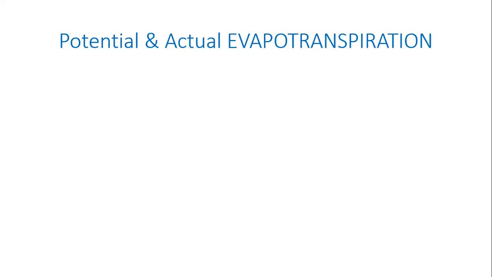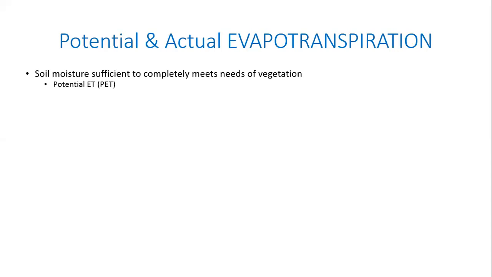Now within evapotranspiration, there are two concepts. One is called potential evapotranspiration, the other is called actual evapotranspiration. If the soil moisture present in the soil is sufficient to completely meet the demands of the vegetation, right? So if I have a plant that requires a certain amount of water, and the soil moisture is sufficient to completely provide that amount of water to the plant, then you have what is called potential evapotranspiration, or PET. This is the maximum evapotranspiration that can happen for this particular plant.